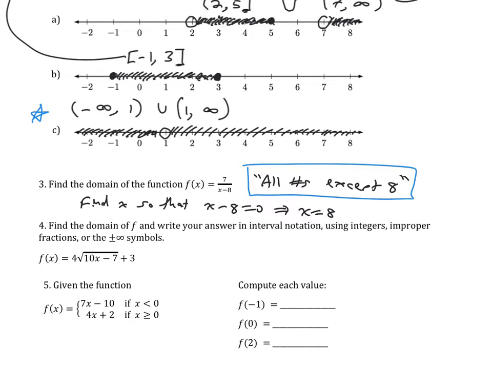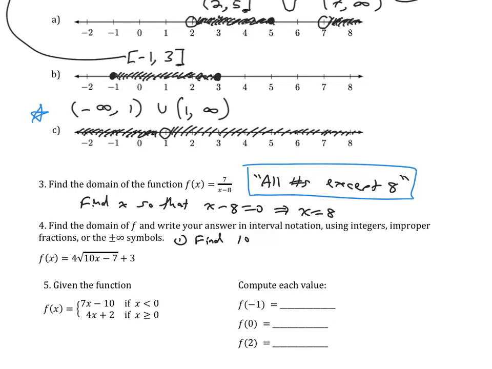Number 4 has a square root symbol, and so we said that the square root symbol on our calculator only gives us error messages if we try to take square roots of negative numbers. So we figure this out in two stages. We know that under the square root sign, we don't want to have a negative number.